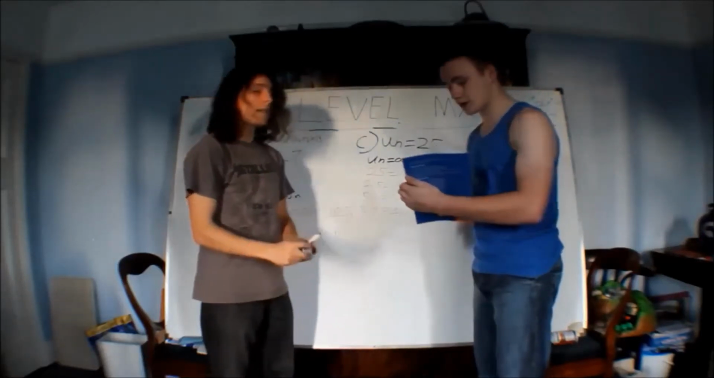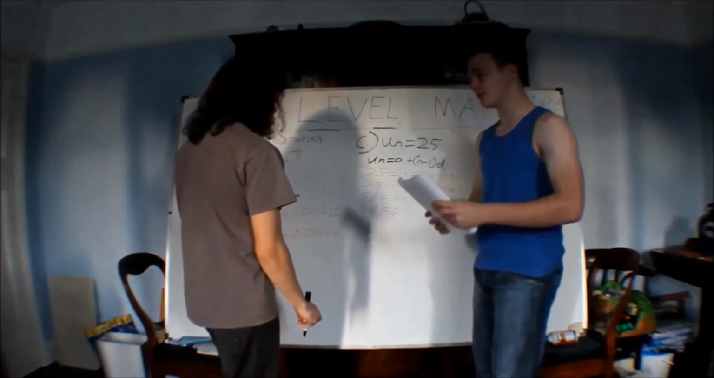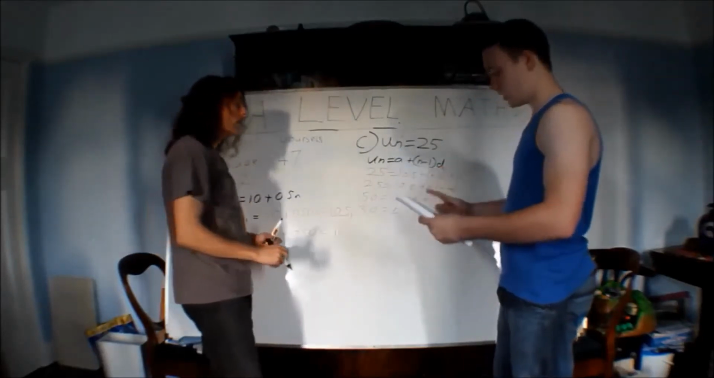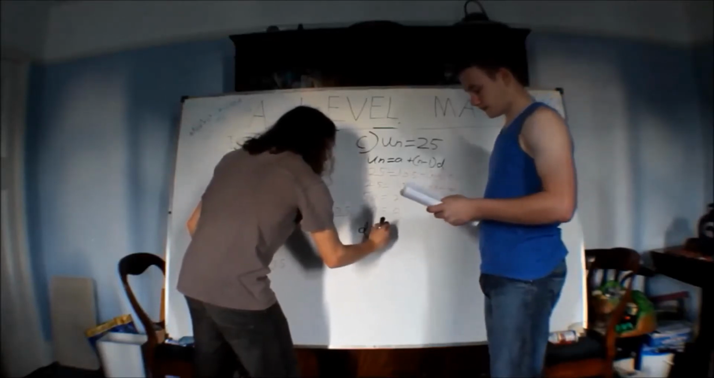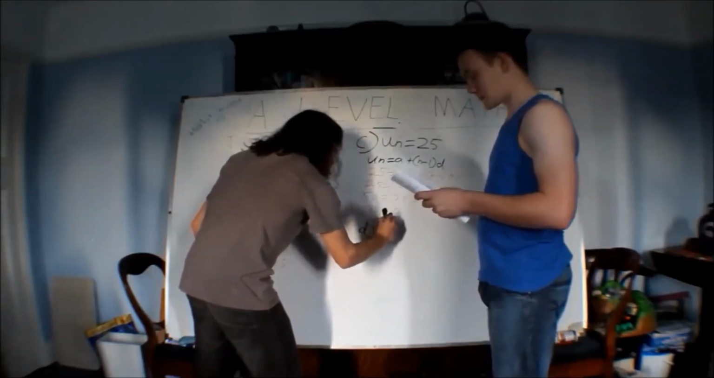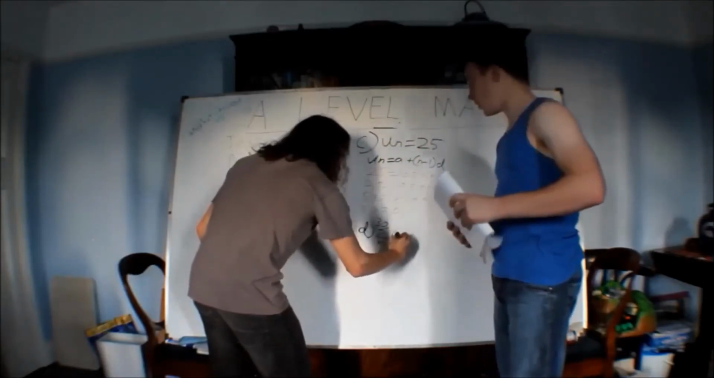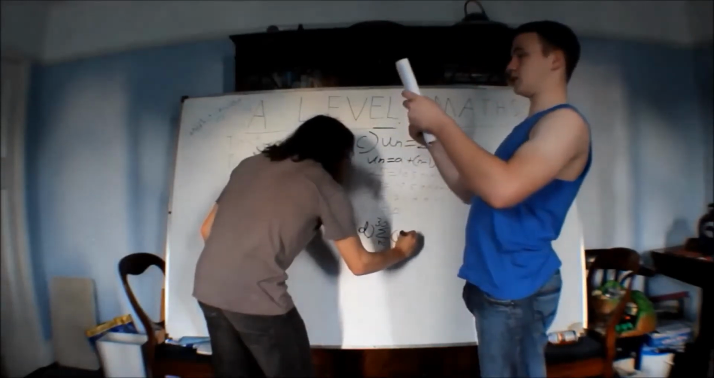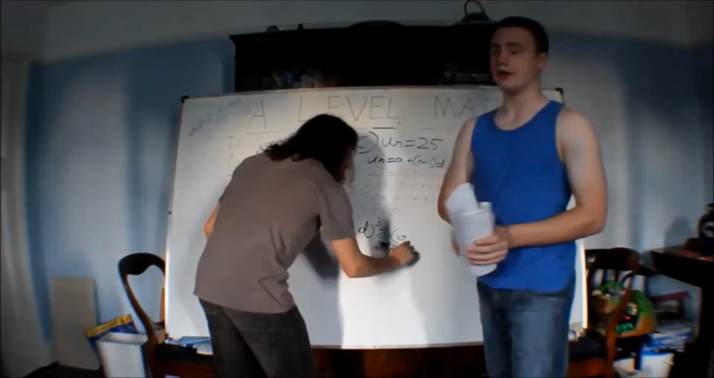Is there a part D? There's a part D. Alright, let's do it. Let's give it a read. Oh, it's a sigma notation question. D equals sigma, 30 on the top, N equals 1 on the bottom, of UN, where UN is 10 plus 0.5N. Sorry.